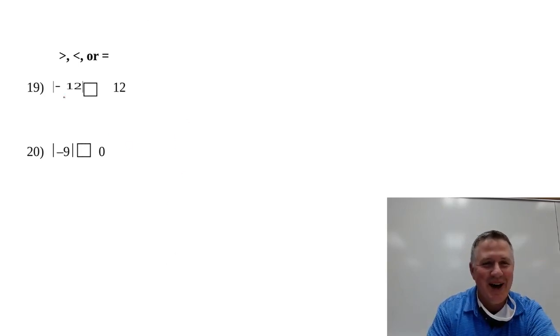Okay, all right. Absolute value of negative 12 is 12. You got 12 compared to 12. They're equal. The absolute value of negative 9 is 9. 9 compared to 0. 9 is bigger.